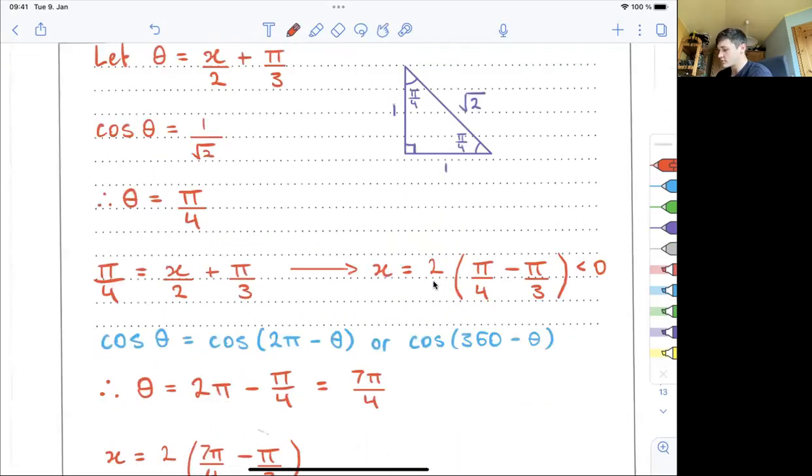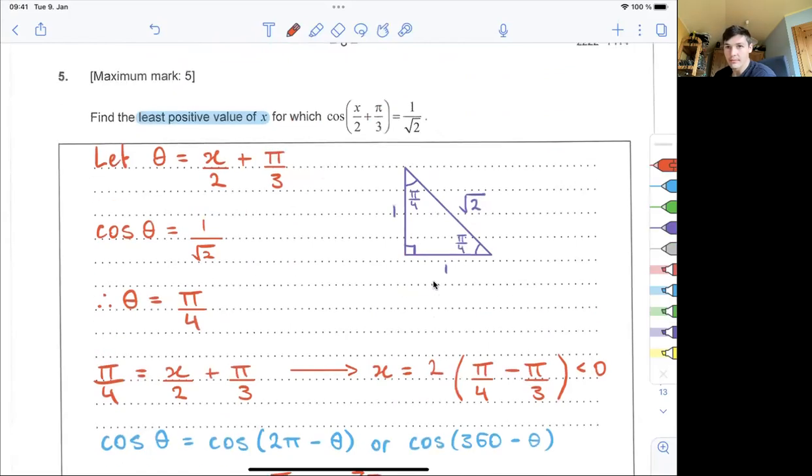Just to expand quickly on the exact value triangle. This one here is the isosceles right-angled triangle, where the two sides are the same length of 1. You can then use Pythagoras to find out that the hypotenuse will be square root of 2. Given it's an isosceles triangle, we know that the base angles have to be the same, and we know the angles of the triangle add up to 180. So they both have to be pi over 4 or 45 degrees.